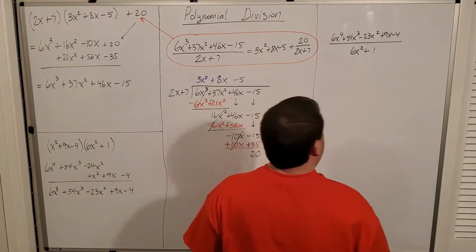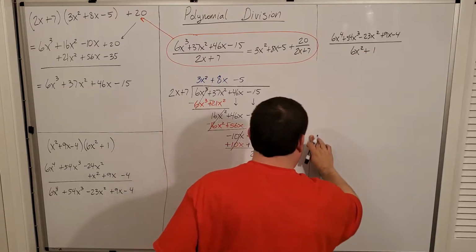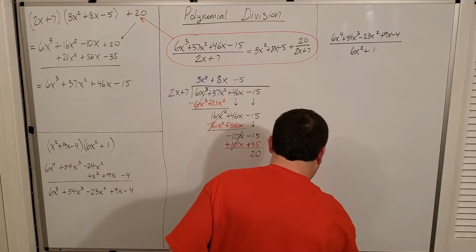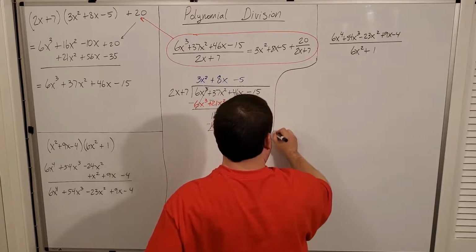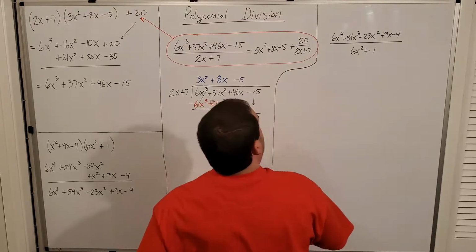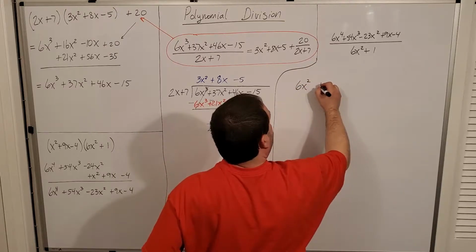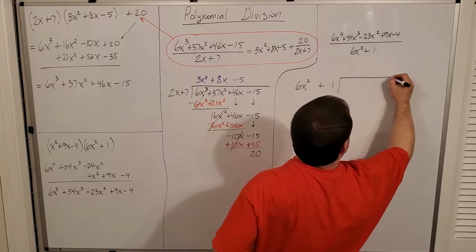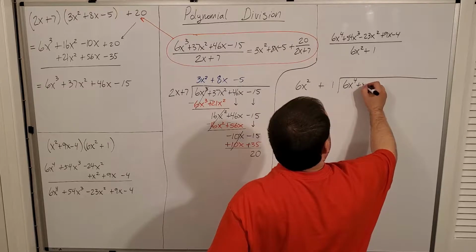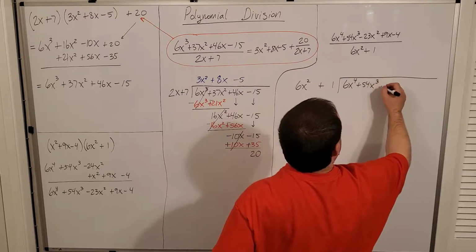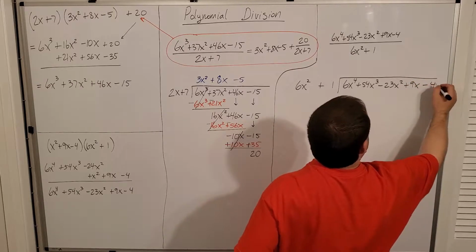So then you should be thinking, oh, well, let's just set it up in the long division again. Yes, let's do that, right? Let me make a little bit more space than what I've given myself here. I'm going to zigzag here. That'll work. So then what I have is 6x squared plus 1 into 6x to the 4th plus 54x cubed minus 23x squared plus 9x minus 4.